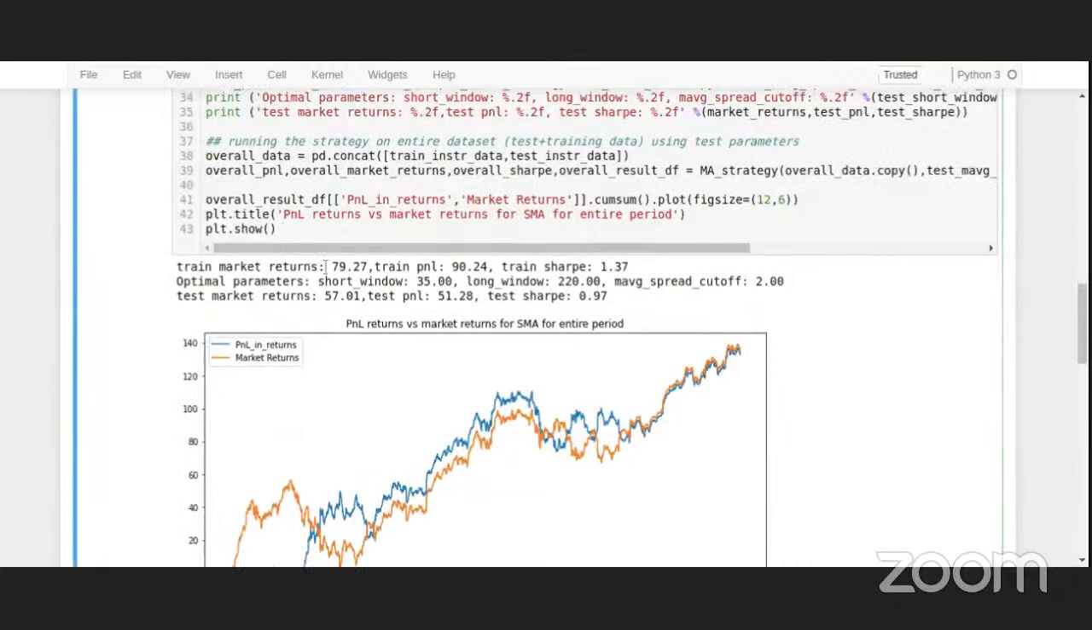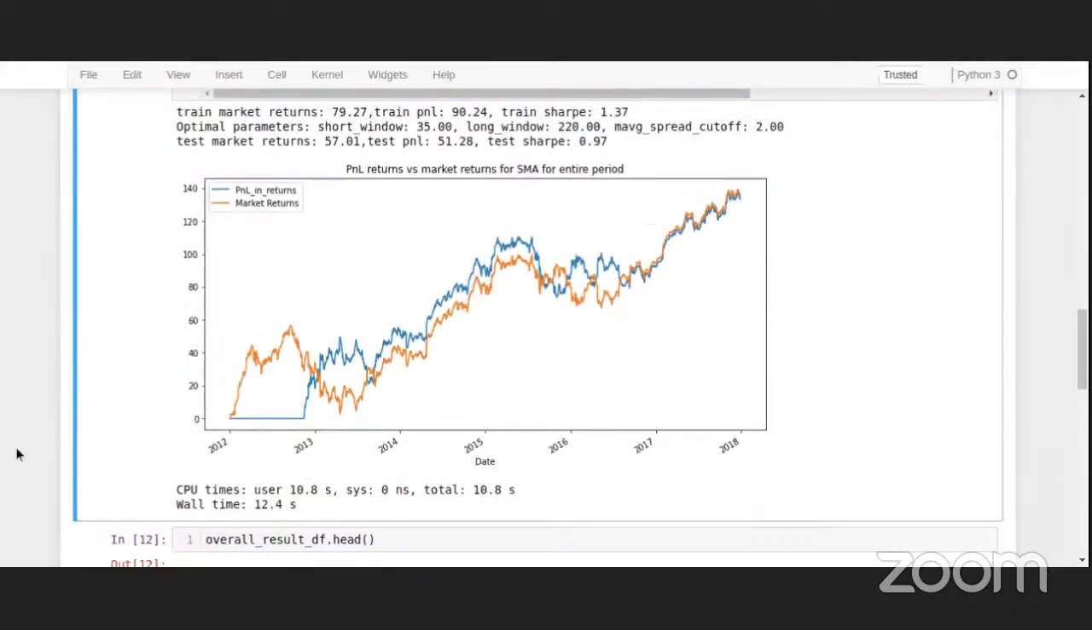You can see these are the return values over the train period. This is the PNL over the train period. This is the Sharpe ratio, 1.37. And over the test period, the Sharpe ratio is 0.97. PNL is this, and market returns is this. And these are our optimal parameters. We got the best Sharpe ratio in the training period for a short window of 35, long window of 220, and moving average spread cutoff of 2. So this is how the training is done.